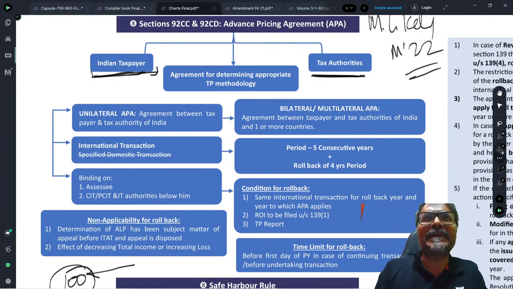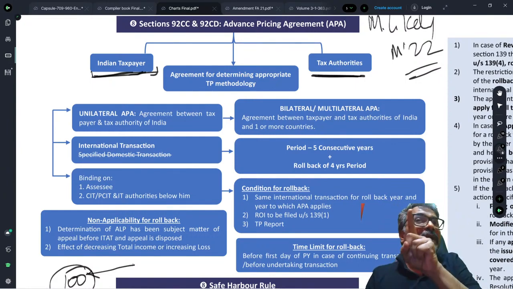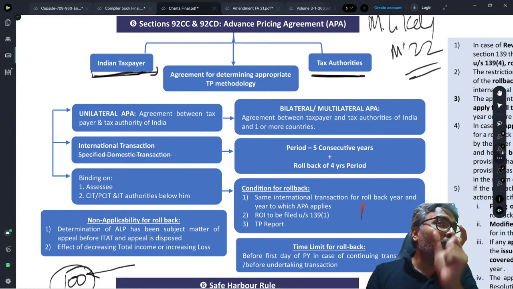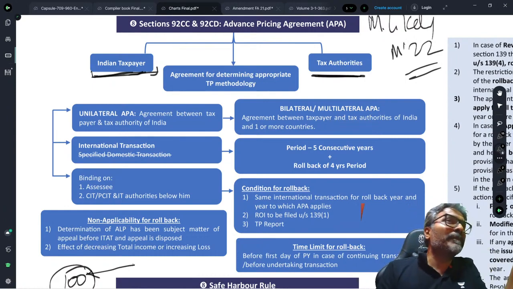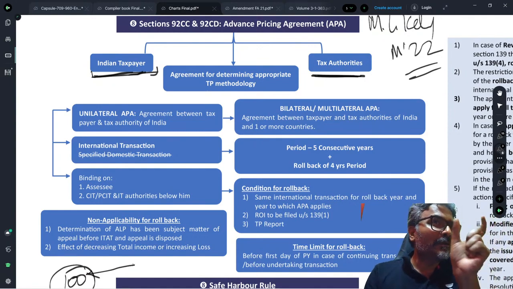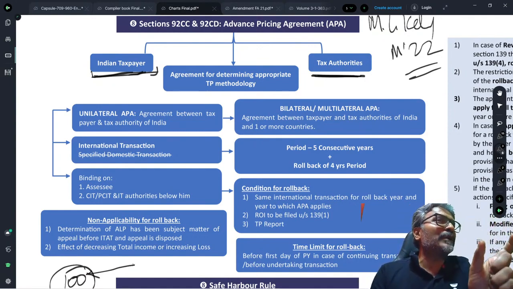That is to say, it is in appeal. We are fighting the case in the court. That particular matter is in appeal. And therefore, students, they have given you an important feature of rolling back. Rolling back what, students? The rolling back of your APA that you have obtained.